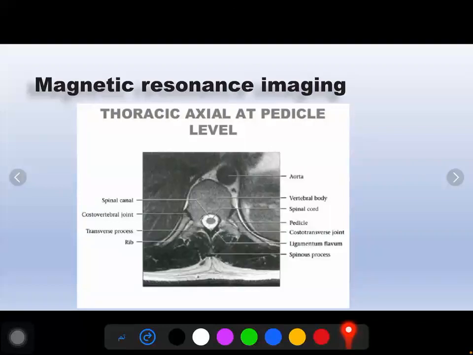MRI of thoracic spine. This is the vertebral body, and this is the costovertebral joint between the rib and the vertebral body, and this is the costotransverse joint between the rib and the transverse process.